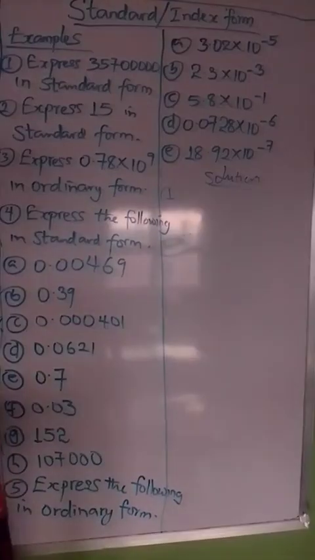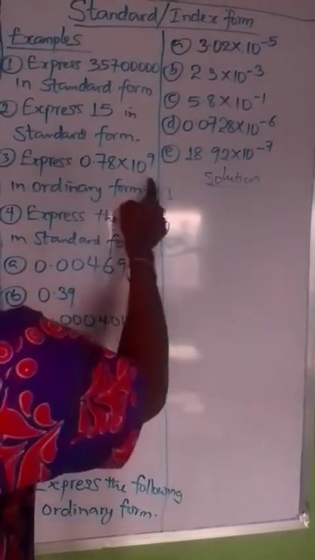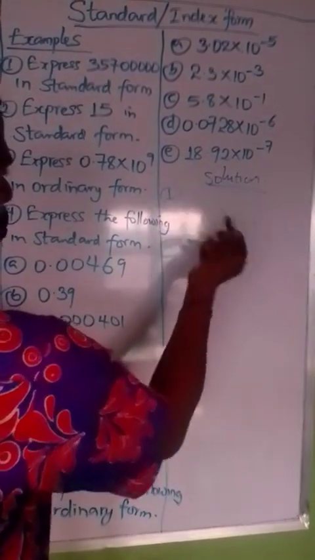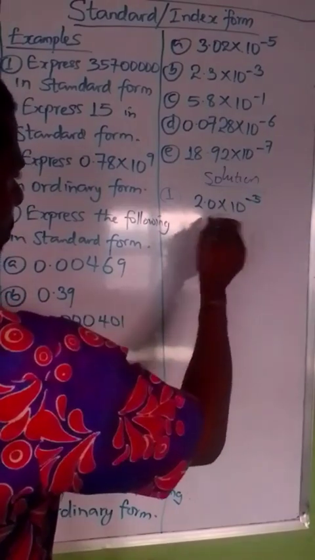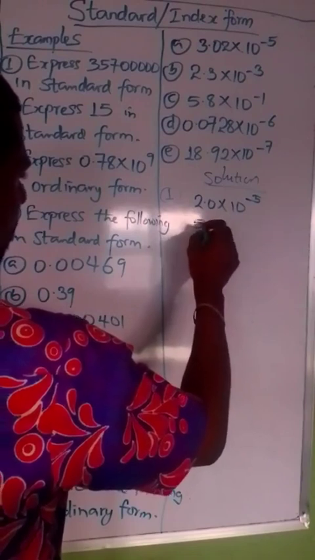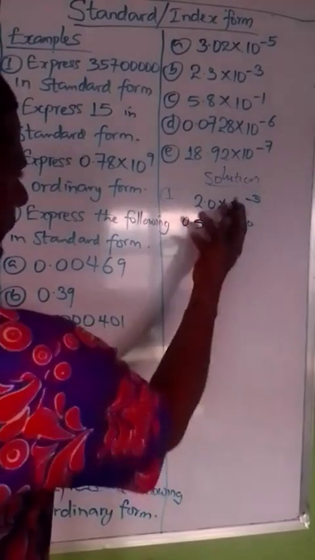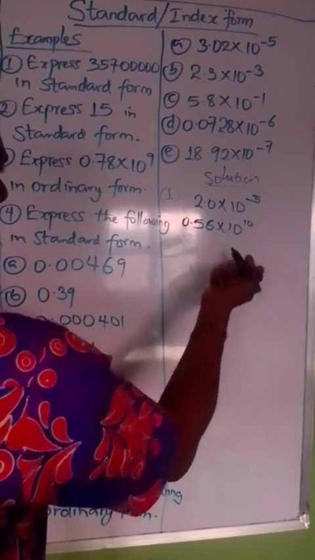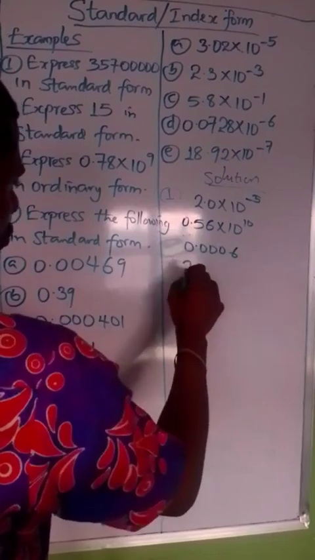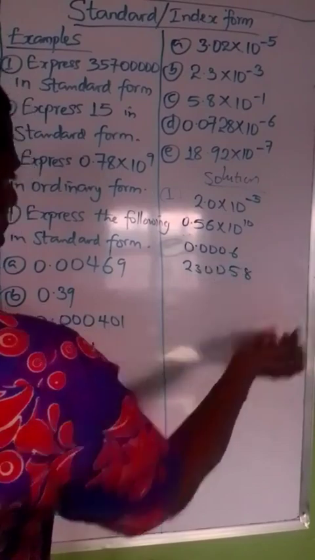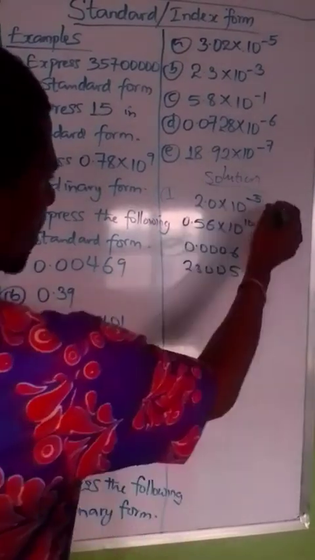3570000 in standard form. And so, what do you mean by standard form? This is when you have, or index form, when you have something that has to do with raised to power. So this is what a standard form is, like 2.0 times 10 raised to power minus 5, or 0.56 times 10 to the power 10. These are written in standard form. Why ordinary form is 0.0006 or 2300058. So these are ordinary forms, while these ones are in standard forms.